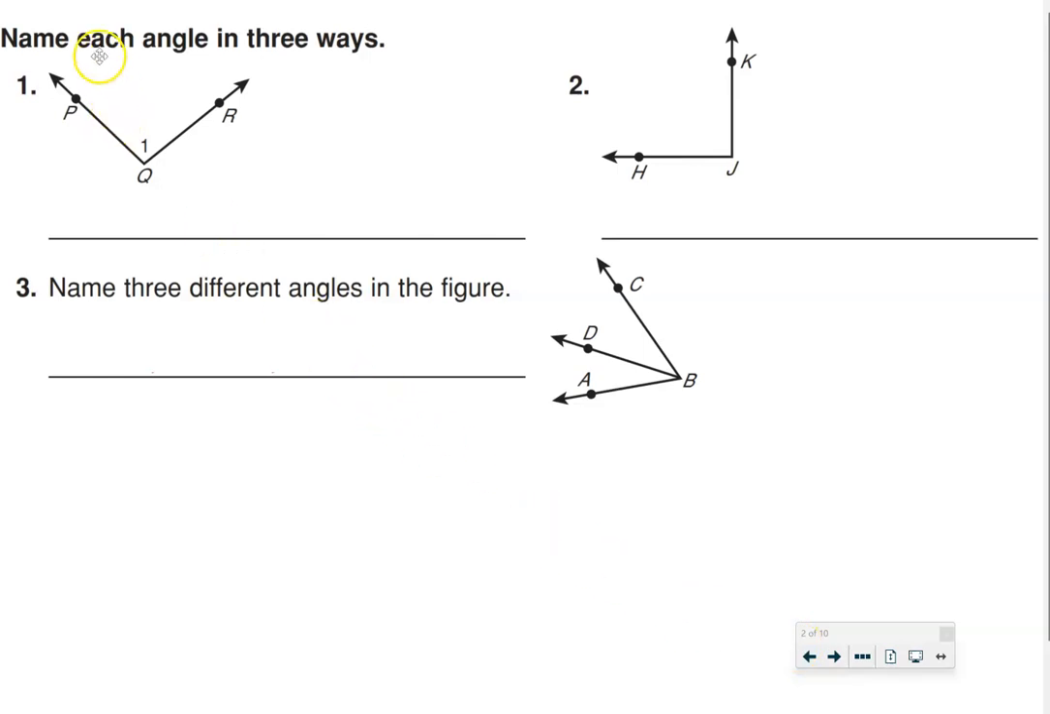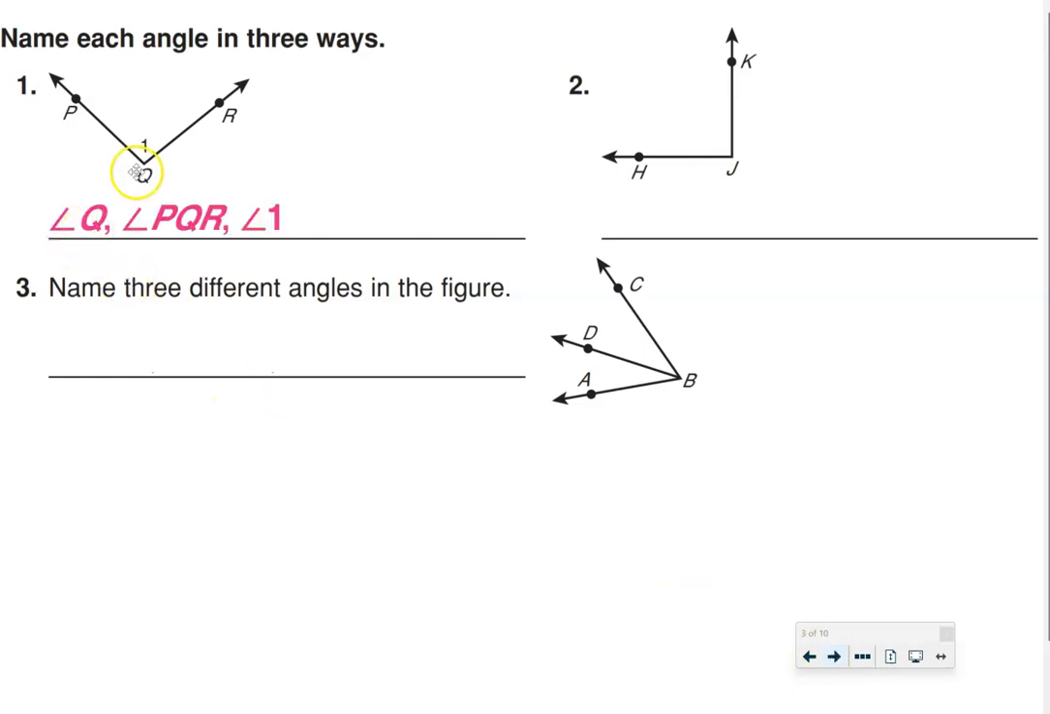Alright, so it says here, name each angle in three different ways. Take a minute and see if you can name number one, name this angle in three different ways at least. Alright, let's take a look.